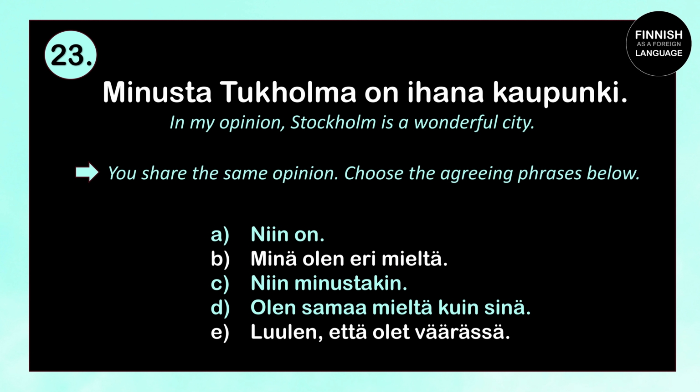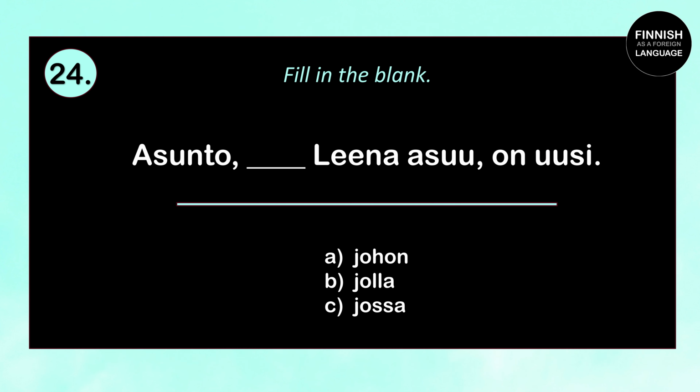Alright, we're getting closer to the end. 6 more exercises to go. Let's carry on. We are soon done. Our topic now is joka. Choose the correct option. Asunto, Leena asuu, on uusi. Do we have to fill in A, johon, B, jolla, or C, jossa? Which one is the right one?